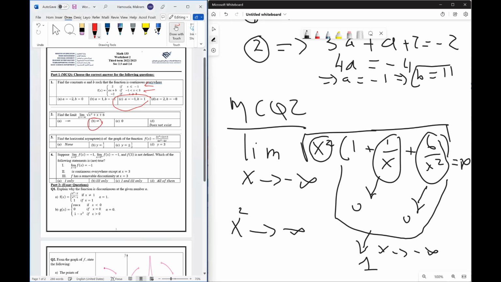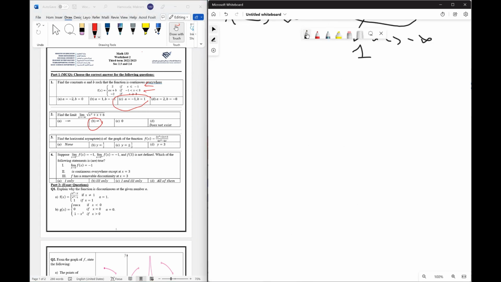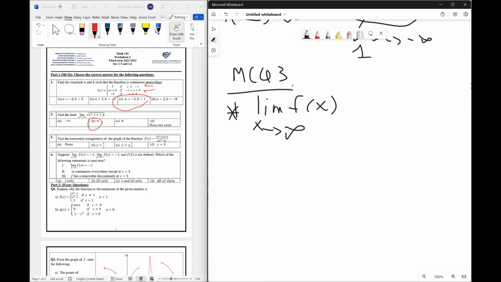Now for the third MCQ, MCQ number 3, find the horizontal asymptote of the graph of this function. So as we said, for the horizontal, we need to compute the limit as x approaches plus or minus infinity. So let's start with the limit of f of x when x approaches infinity.